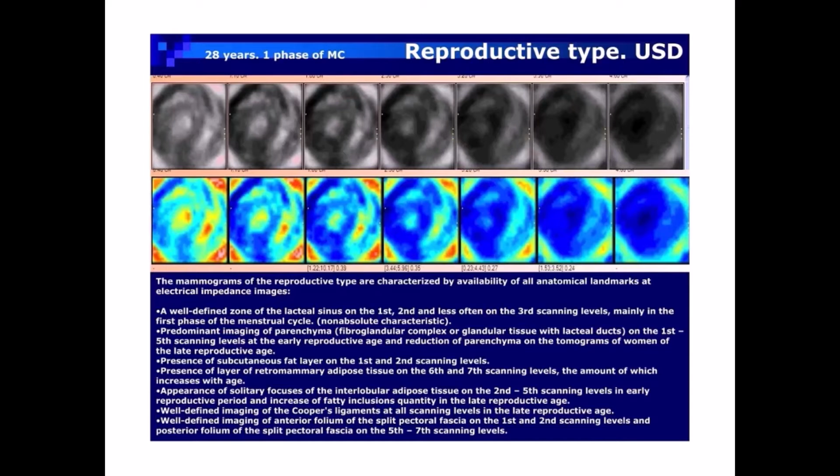Presence of layer of retromammary adipose tissue on the sixth and seventh scanning levels, the amount of which increases with age. Appearance of solitary focuses of the interlobular adipose tissue on the second to fifth scanning levels in early reproductive period and increase of fatty inclusions quantity in the late reproductive age. Well-defined imaging of the Cooper's ligaments at all scanning levels in the late reproductive age. Well-defined imaging of anterior folium of the split pectoral fascia on the first and second scanning levels, and posterior folium of the split pectoral fascia on the fifth to seventh scanning levels.